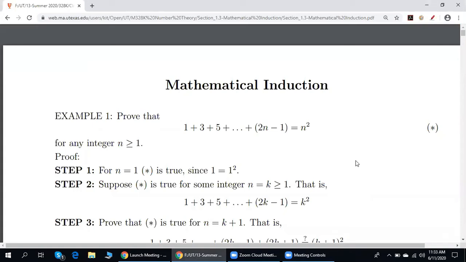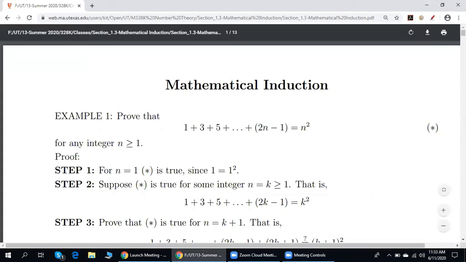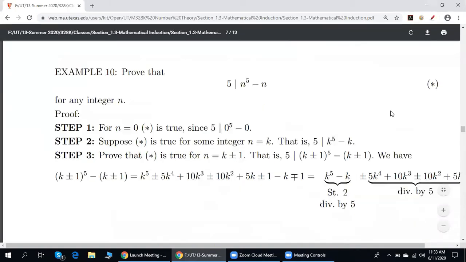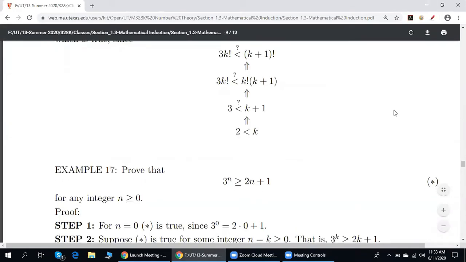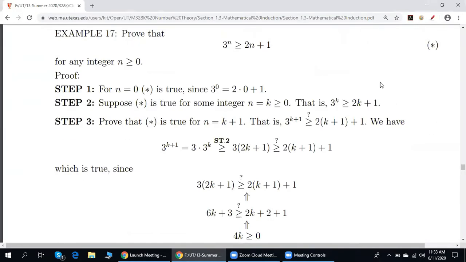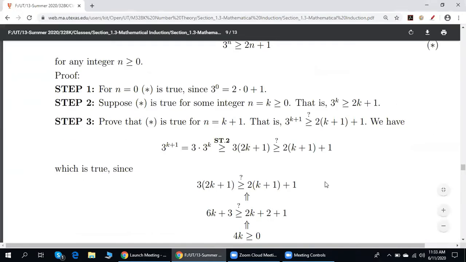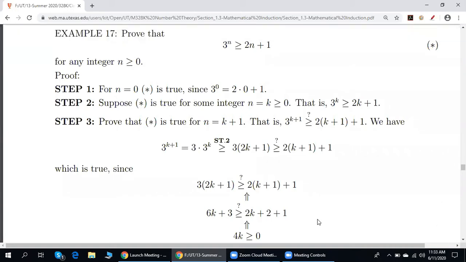Let us finish our discussion of section 1.3. Last time we discussed inequalities. Please take a look at example 17. We want to prove that 3 to the nth power is greater or equal to 2n plus 1 for any integer n greater or equal to 0. Here's how we do it.